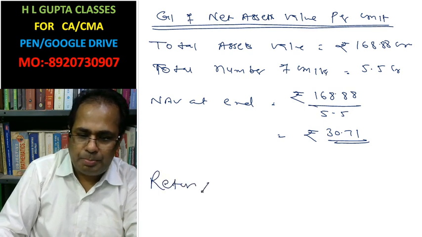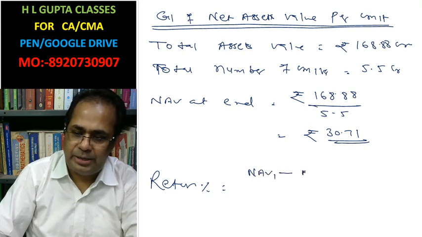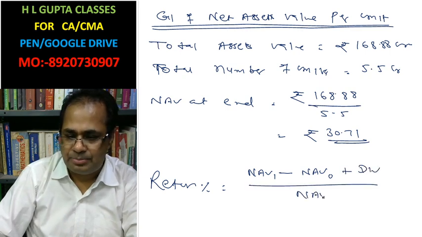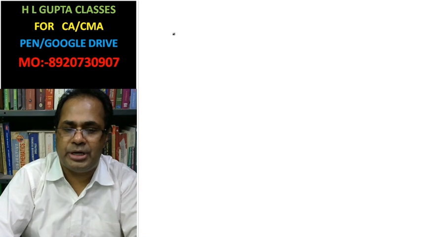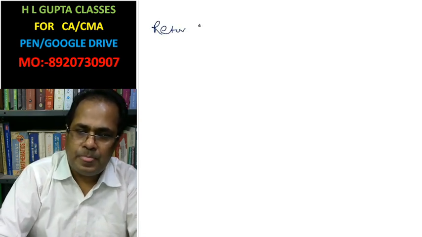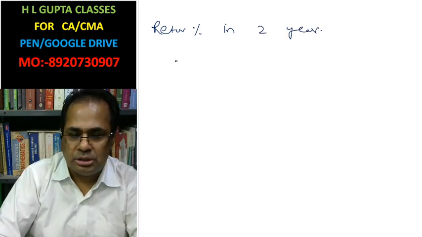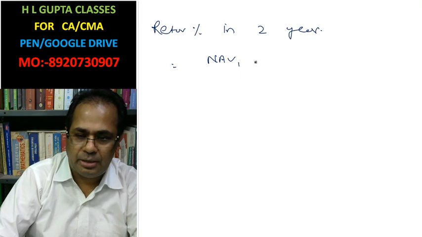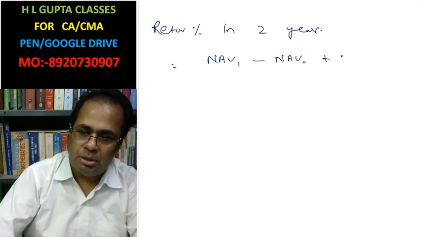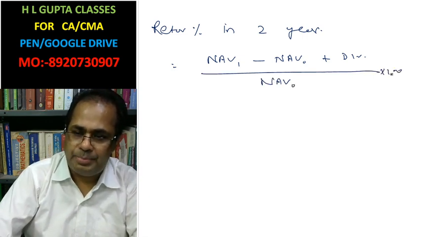Return percentage is net assets value at end minus net assets value at beginning plus dividend, divided by net assets value at beginning, into 100. The return percentage in 2 years. Why 2 years? Because the time period is 2 years. We have already calculated net assets value at end. Please try to understand.